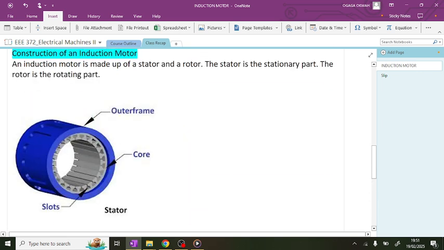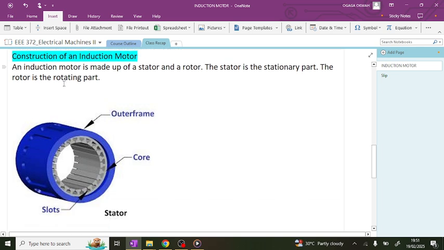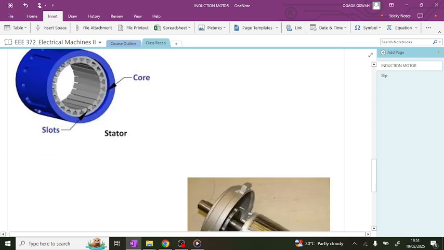Just in form of recap, we said that the construction of an induction motor is made up of two main parts: the stator, this, and then the rotor, this.